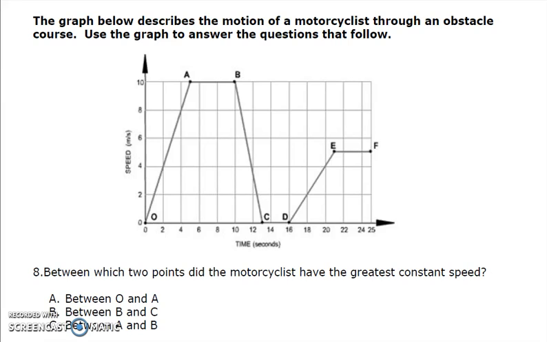The graph below describes the motion of a motorcyclist through an obstacle course. Use the graph to answer the questions that follow. Number 8. Between which 2 points does the motorcyclist have the greatest constant speed? A. Between O and A. B. Between B and C. Or C. Between A and B.